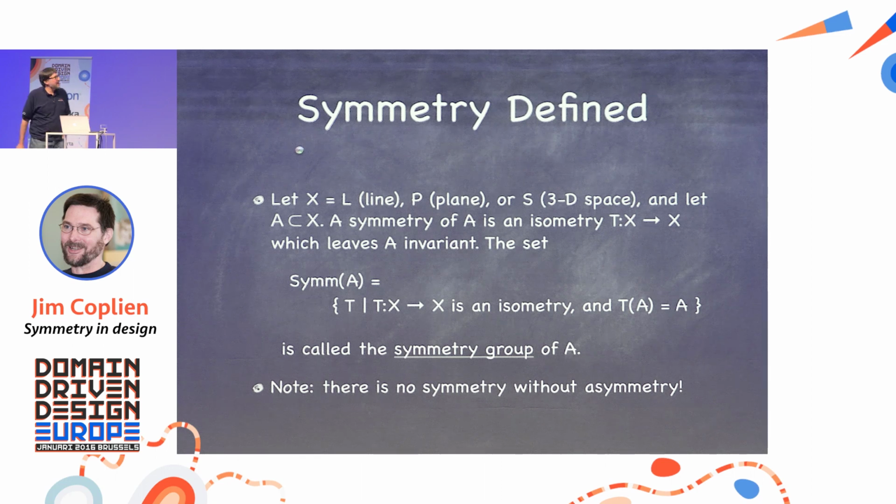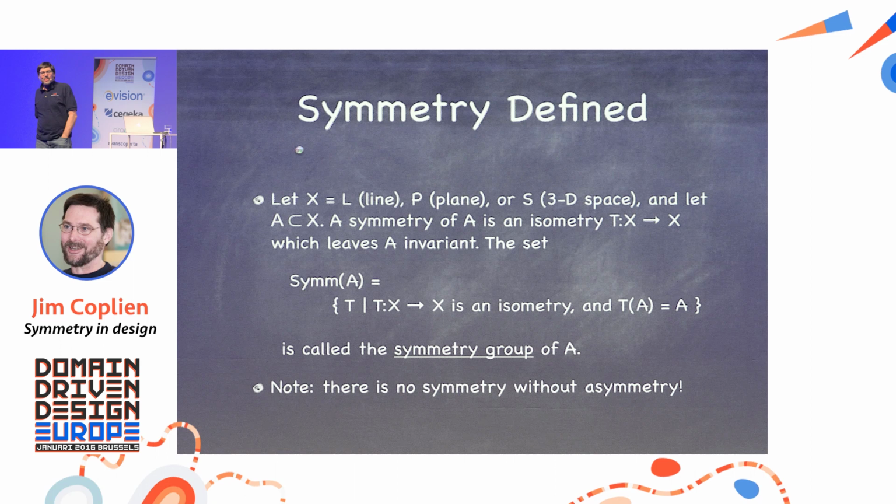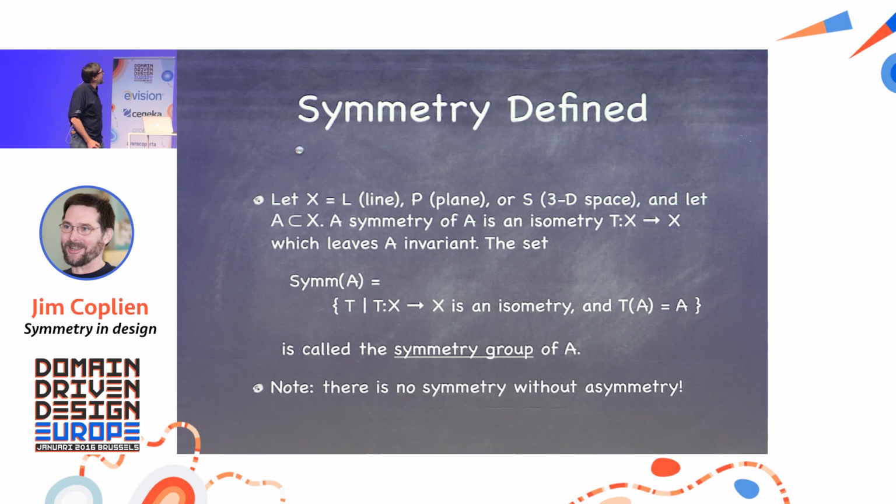And so we can formally define symmetry, and no, I'm not going to really go into these mathematics. This is more to scare you and impress you. But this is a classic definition of symmetry for geometry, where X is a line or a plane or some space, and A is in the set of X. A symmetry of A is an isometry, meaning same measure, invariant, that maps some X onto X within T, which leaves A invariant. And so this set is called the symmetry group.